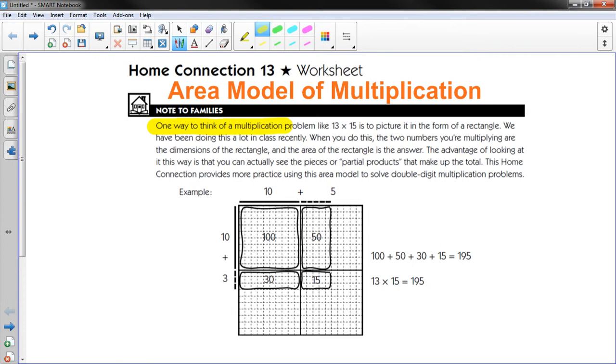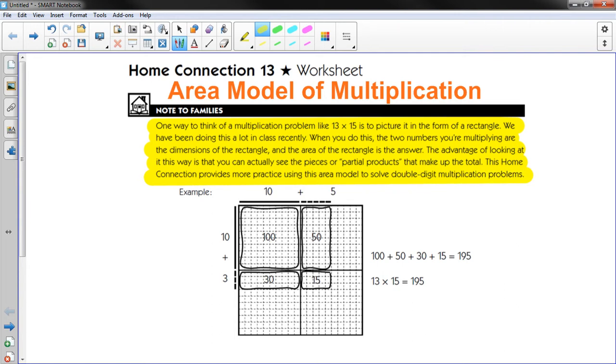One way to think of a multiplication problem like 13 times 15 is to picture it in the form of a rectangle. We have been doing this a lot in class recently. When you do this, the two numbers you're multiplying are the dimensions of the rectangle, and the area of the rectangle is the answer. The advantage of looking at it this way is that you can actually see the pieces, or partial products, that make up the whole total. This home connection provides more practice using this area model to solve double-digit multiplication problems. Down below is an example.